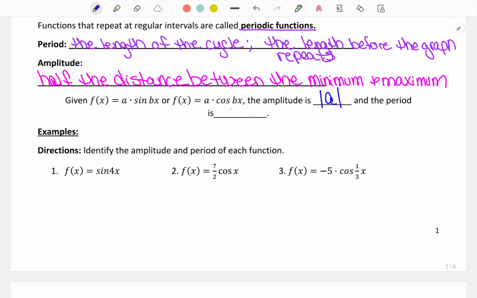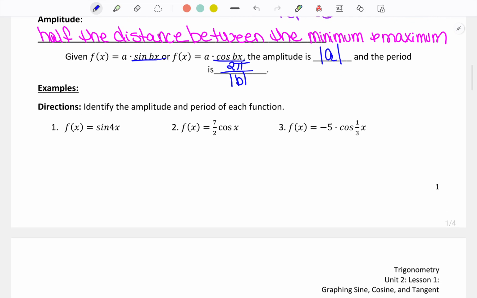And then your period is going to be 2 pi over the absolute value of b. So this is just for sine and cosine. Tangent will be slightly different, but we will talk about that in a little bit.